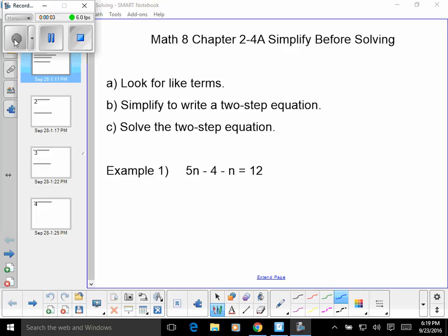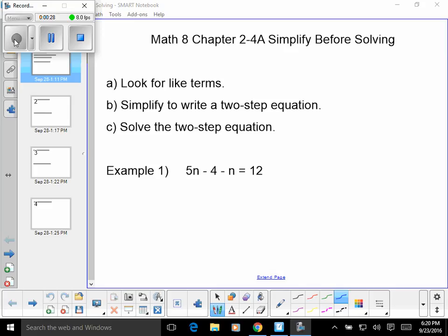Welcome back, class. Today we are going to be dealing with lesson 2-4A, Simplify Before Solving. We are going to be combining the material that we talked about with like terms along with solving equations. There's three basic things that you're going to have to look for here in this particular lesson and as you deal with the rest of the material in the chapter.